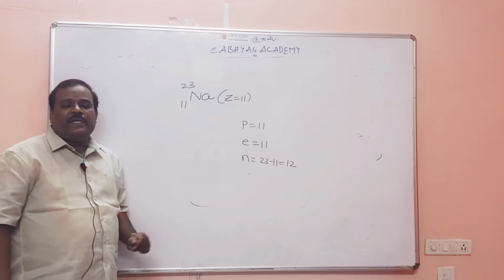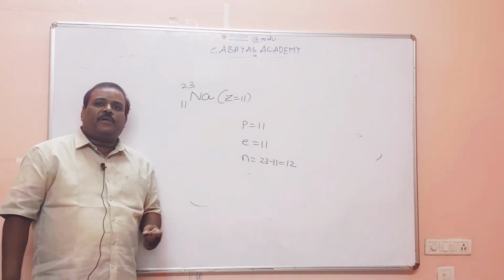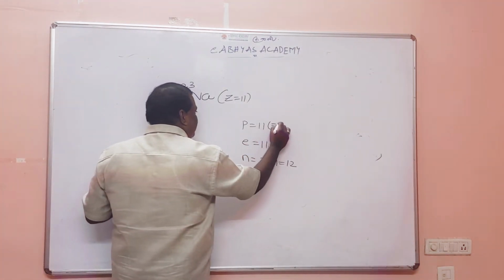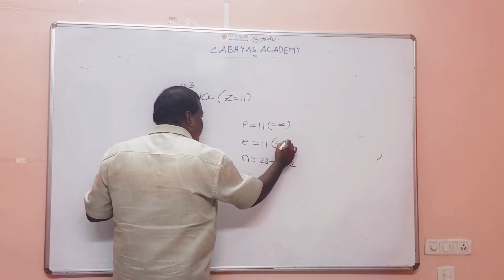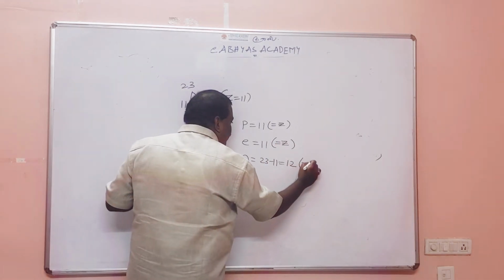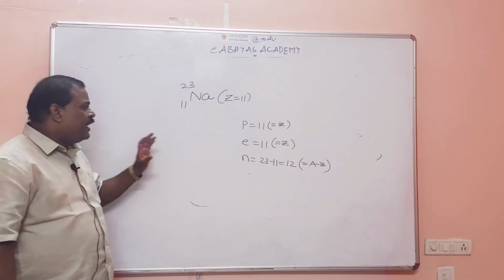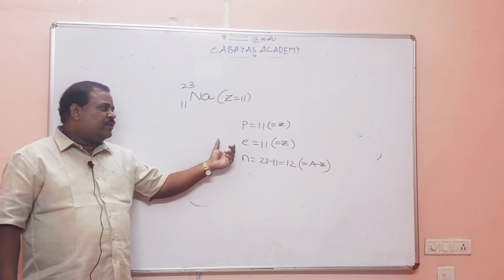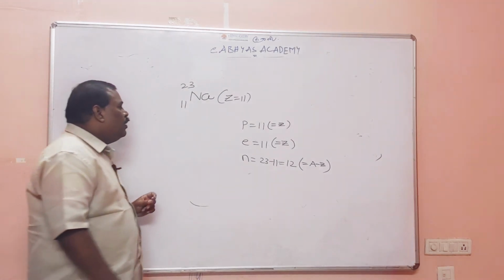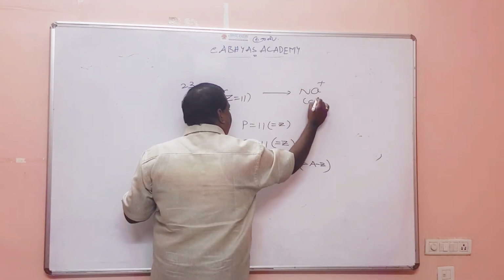When a symbol is given like this, the question may be to calculate the total number of fundamental particles. Protons is equal to atomic number, electrons also equal to atomic number, neutrons equals A minus Z. Thus, sodium has 11 protons, 11 electrons and 12 neutrons. When sodium is converted to Na+, this is called a cation.